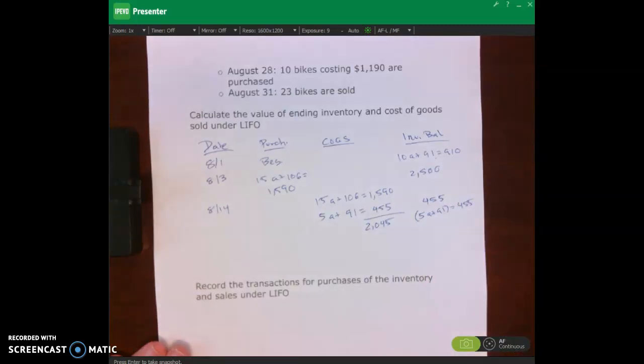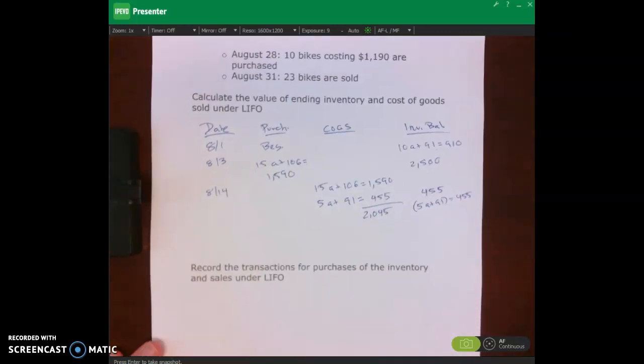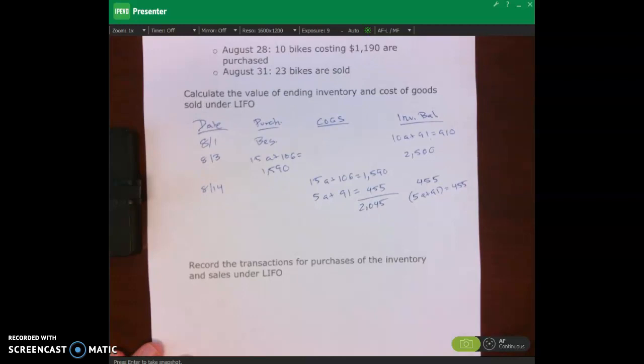All right. So then we can move on to 817, but I think what I'd like you to pause the lecture video and complete this table and also do these 2 journal entries, and then come back and check your work, okay?